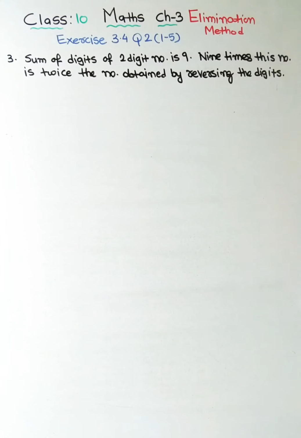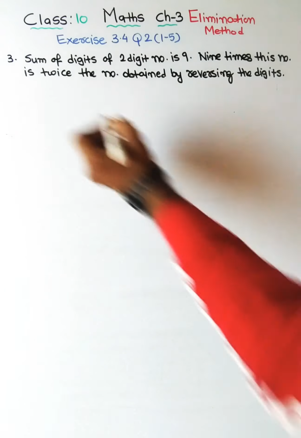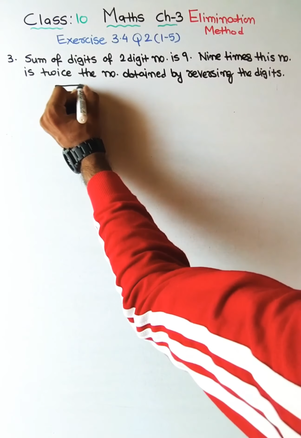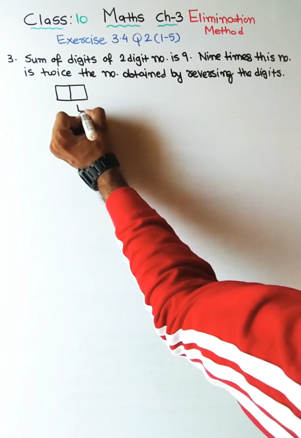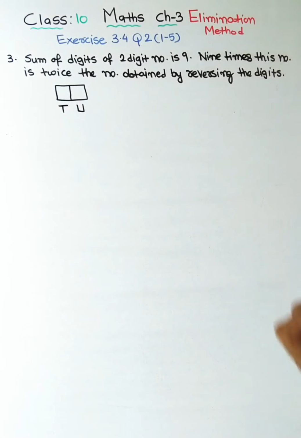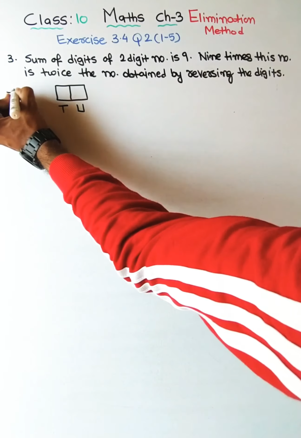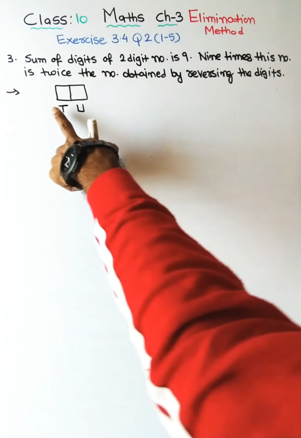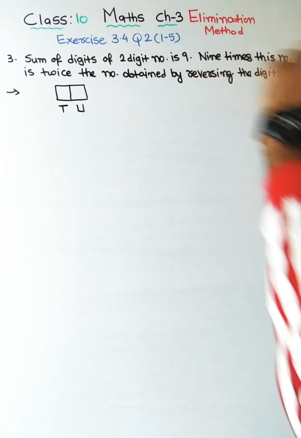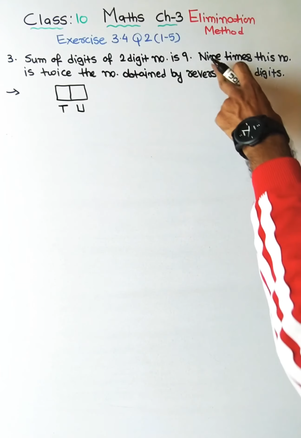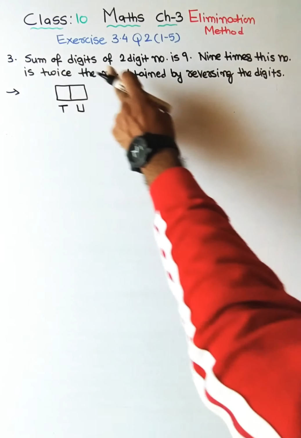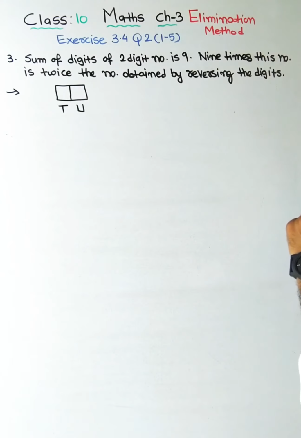Now the third question is, the sum of the digits of a 2-digit number is 9. So we have a 2-digit number just like this. I'm making a box. This is the units digit and this is the tens digit, right? So we have a 2-digit number whose addition of digits is 9. So that makes our first equation. We'll go to that later on. 9 times this number is twice the number obtained by reversing the digits.